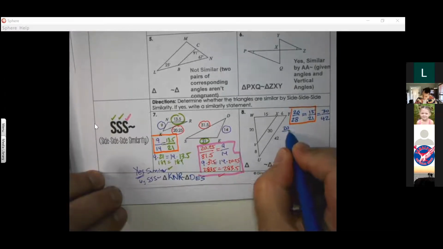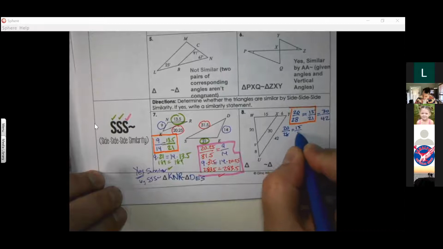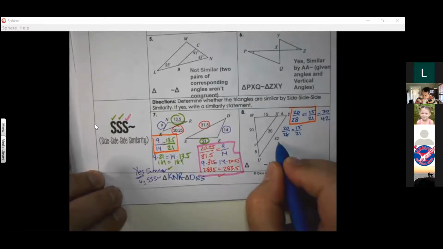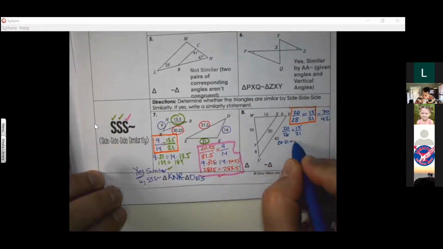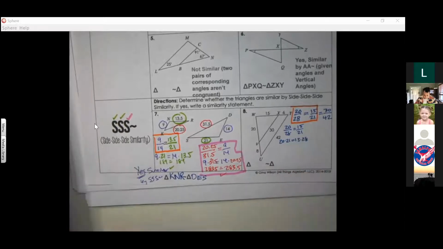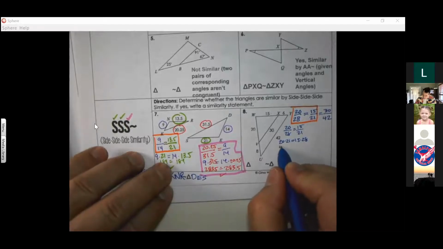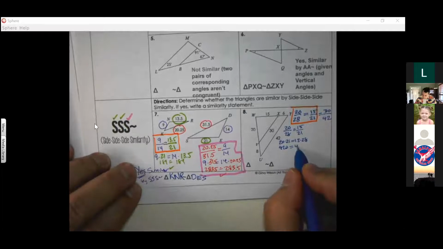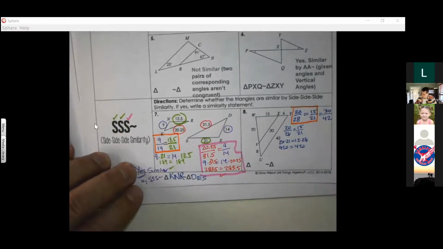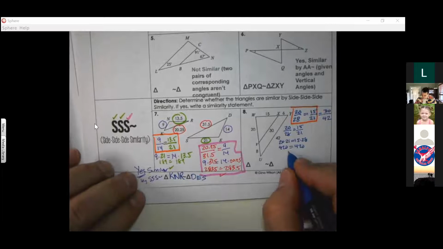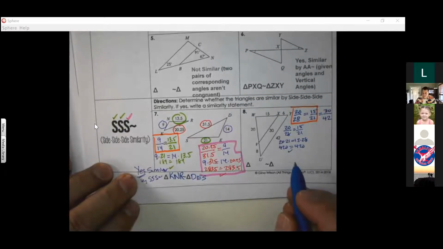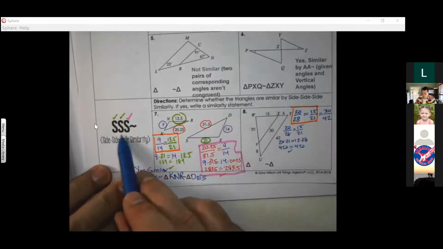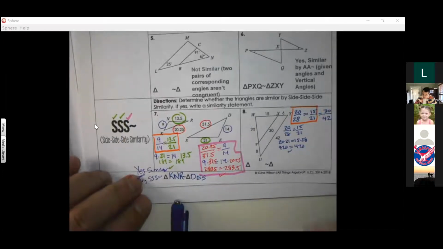So 20 over 28 equals 15 over 21. Cross multiply. 20 times 21 equals 15 times 28, and see that that number is the same on both sides. So 420 equals 420. So that's good. That gives me how many S's? 2. Good. That gives me 2 S's right off the bat, which is easy.